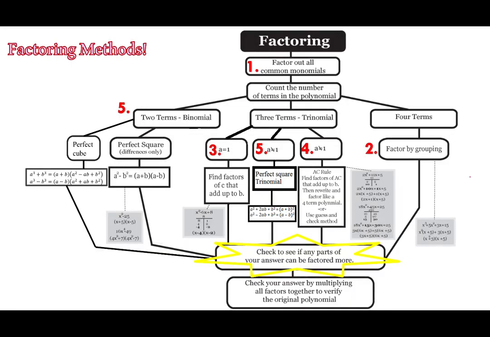Alright, you've got 4 methods, just to review. Method 1, factor out all the common factors. Method 2, factor by grouping with 4 terms. Methods 3 and 4, and we'll talk about all of the method 5s in the next video. Well done.